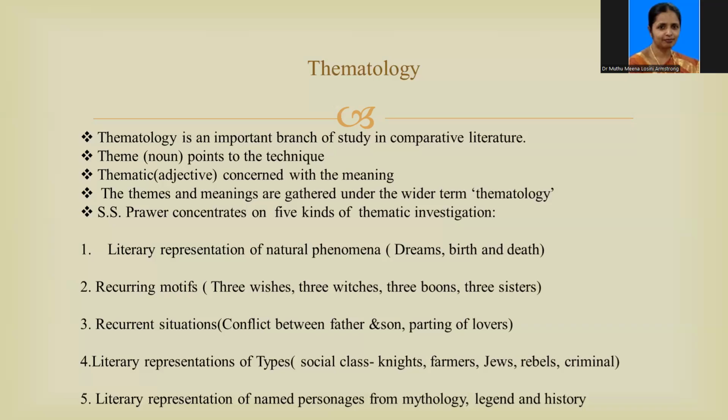And literary representations of types, that is social class, knights, farmers, peasants, Jews, rebels, criminals, kings, queens, lords, nobles. So these are all literary representation of types. And fifth one is literary representation of named personages from mythology, legend, and history. So why I am talking about thematology is, it is an important concept you must remember when you are translating the text from source language to target language. That's why I brought it here.